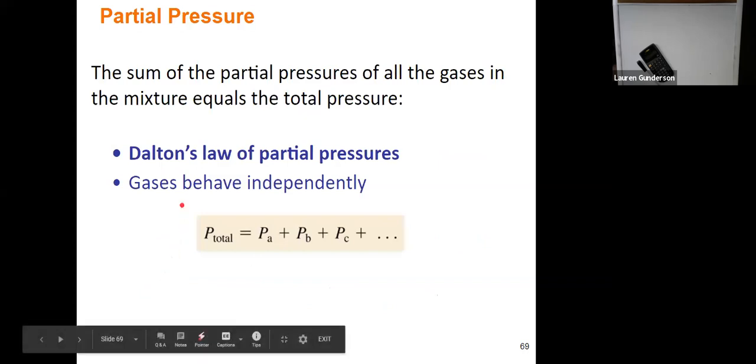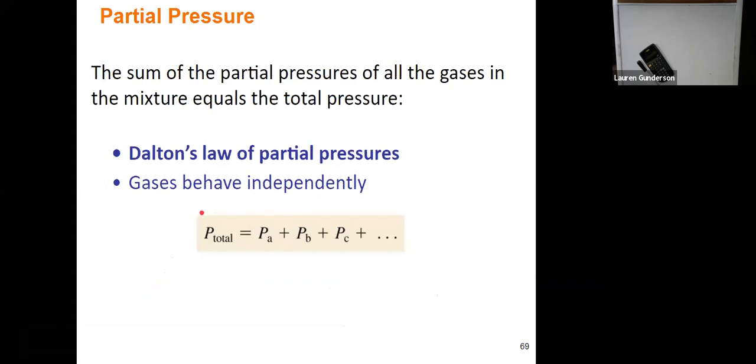What it turns out is that the gases behave independently, okay? They're each going to exert their own individual pressures within the total mixture. And we can calculate the total pressure of a gas sample by adding up the individual partial pressures of all of the different gases that make the gas sample up.